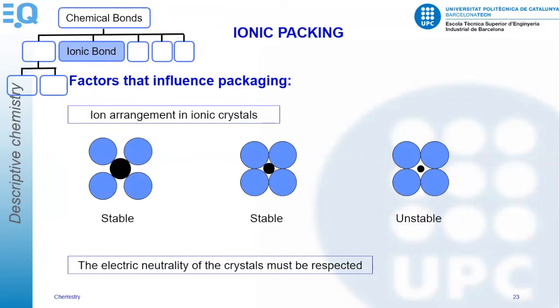Now, for the molecule to be stable, the atoms need to be touching each other. They don't have to be, so the surrounding atoms don't have to be touching each other, but they have to be in contact with the central atom. If they're also closer, but also touching each other, that would also be stable. But if they're only touching each other, so the outside ones, but they're not in contact with the central atom, that would be unstable. So the electric neutrality of crystals must be respected.